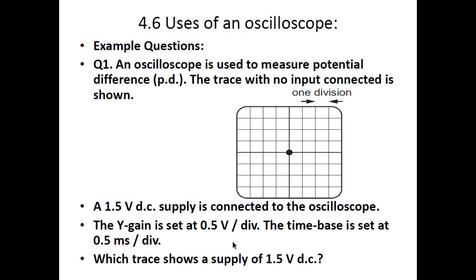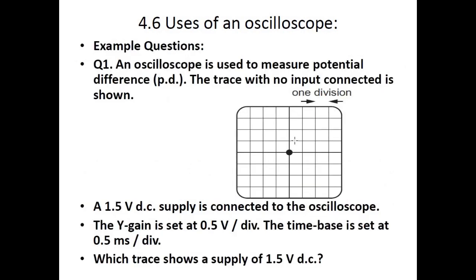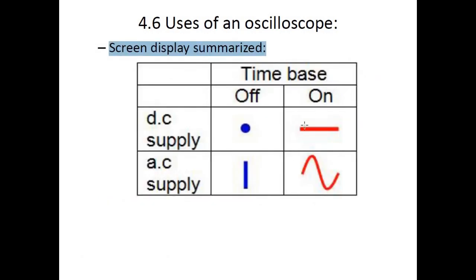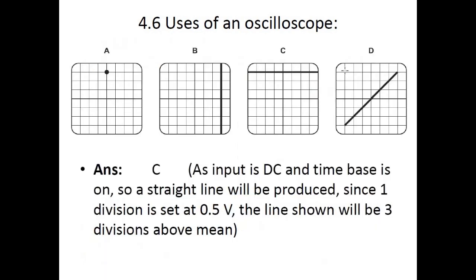Which trace shows a supply of 1.5 volt? 1.5 volt would mean that if one box shows 0.5 volts, then 1.5 means you have to have an amplitude of 3 boxes, or 3 divisions above, so that means only C can be the answer.